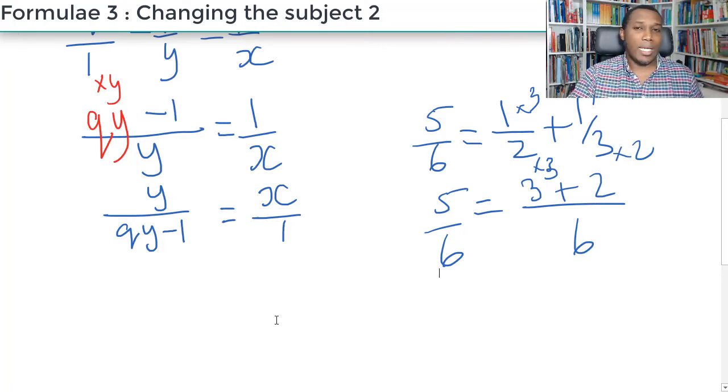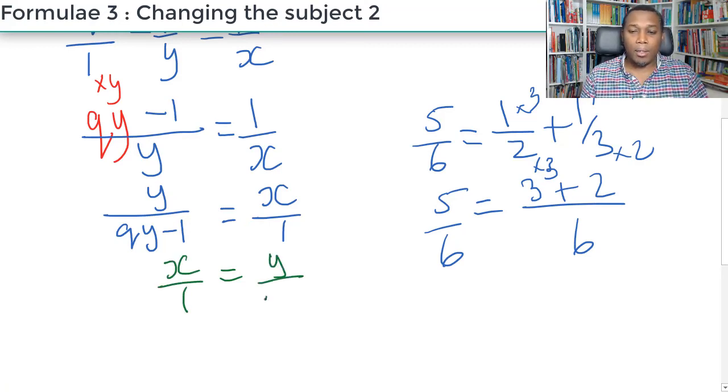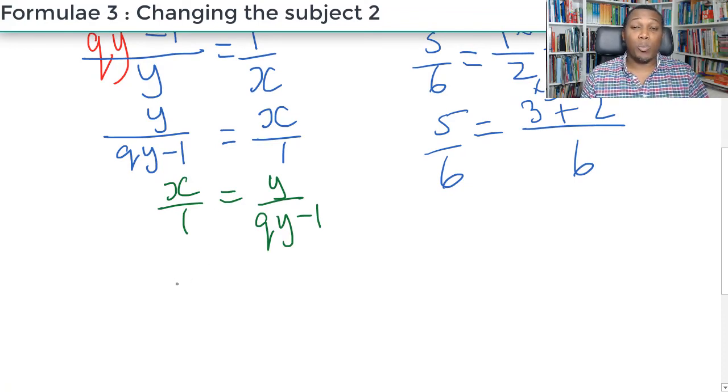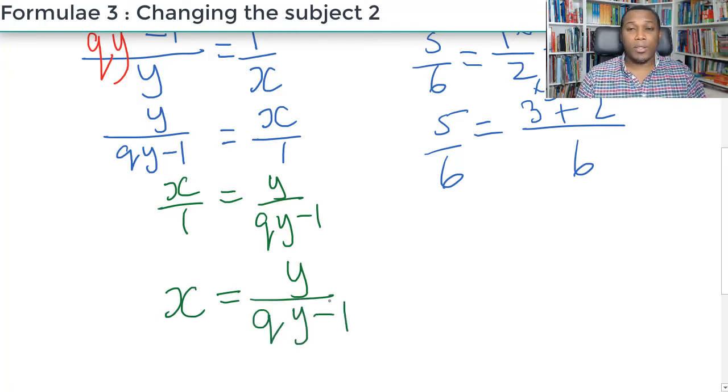Hopefully, if you weren't seeing it by me doing this, you got your aha moment. And really, all that's left to do here is two things. We can swap around sides: x on 1 is equal to y on qy, take away 1. And then to tidy everything up, we don't need to divide by 1. We want x as the subject, so x is equal to y on qy, take away 1. So that's what we're looking at there.